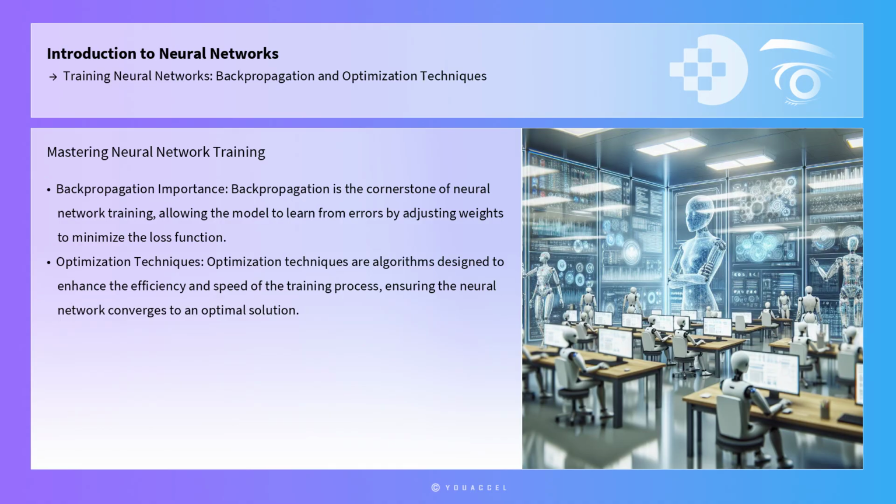Optimization techniques, on the other hand, are algorithms designed to enhance the efficiency and speed of the training process, ensuring the neural network converges to an optimal solution.